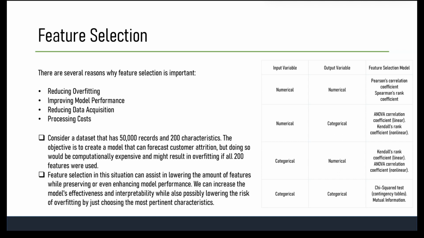The third reason is reducing data acquisition and processing cost. Collecting and pre-processing large amounts of data can be costly and time consuming. By selecting a subset of relevant features, we can reduce the amount of data we need to collect and process, thus saving time and resources.